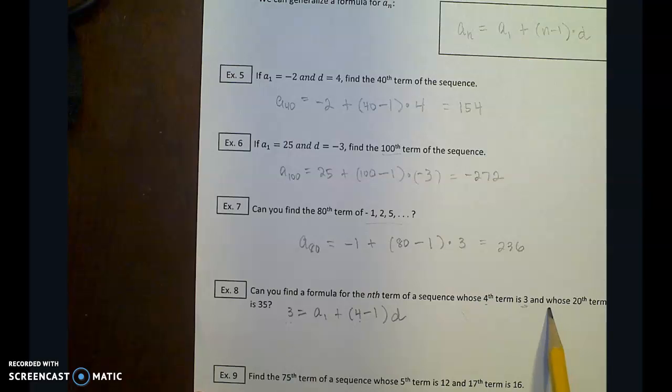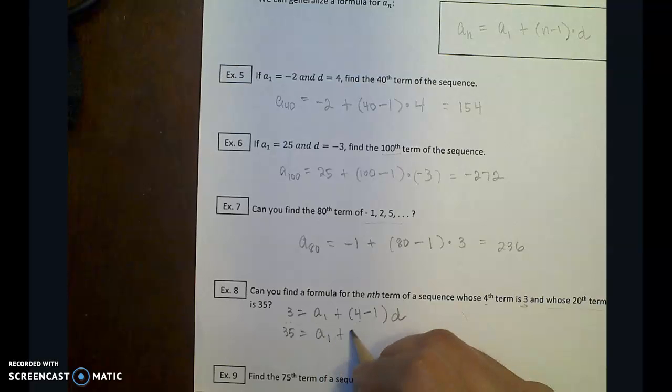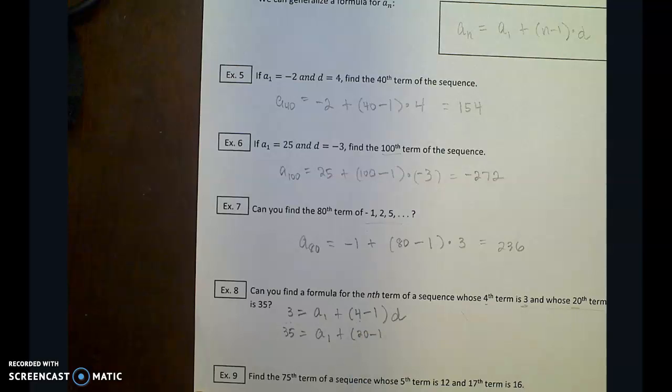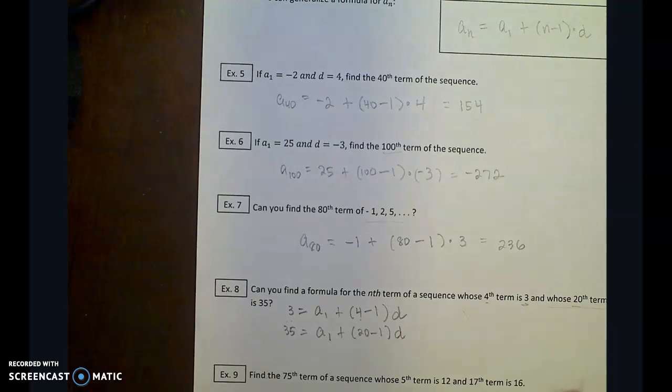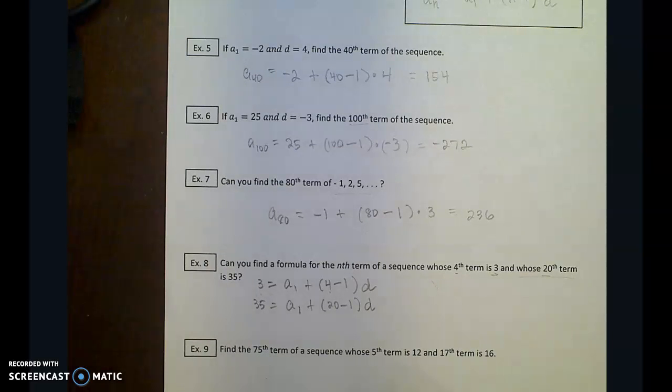And we're going to write another equation about the 20th term. Well, the 20th term value is 35, and that equals, again, the first term, which we don't know, plus 20 minus 1 times the common difference, which, again, we do not know. So again, this is all coming from the same sequence. So this a sub 1 and these d values should be the same. So assuming that, you notice that we set up a system of equations.